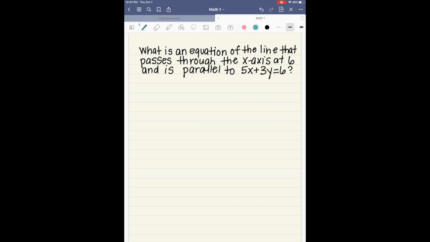All right, so for this equation, what is the equation of a line that passes through the x-axis? So this one doesn't necessarily give me a point, it gives me a detail, and is parallel to this equation. All right, so a couple of things. If it's the x-axis, that means that it's going to cross at 6, 0. So we do have a point. We just had to recognize that if it crosses the x-axis at 6, then the point is 6, 0.